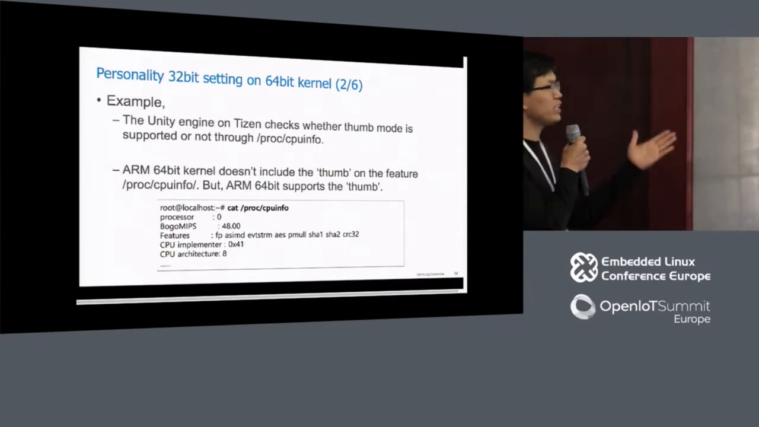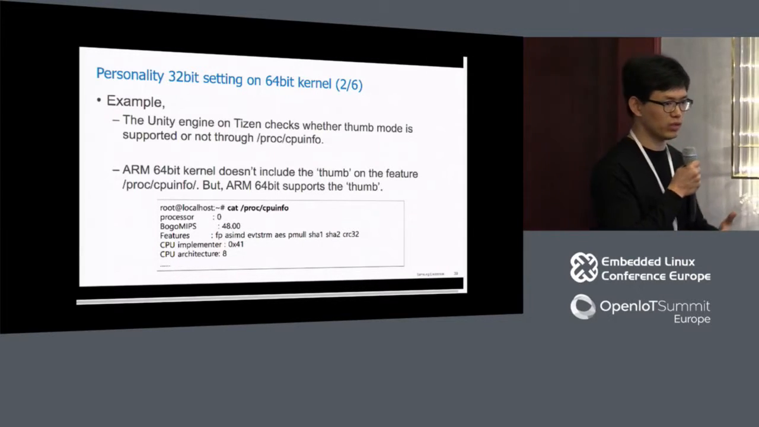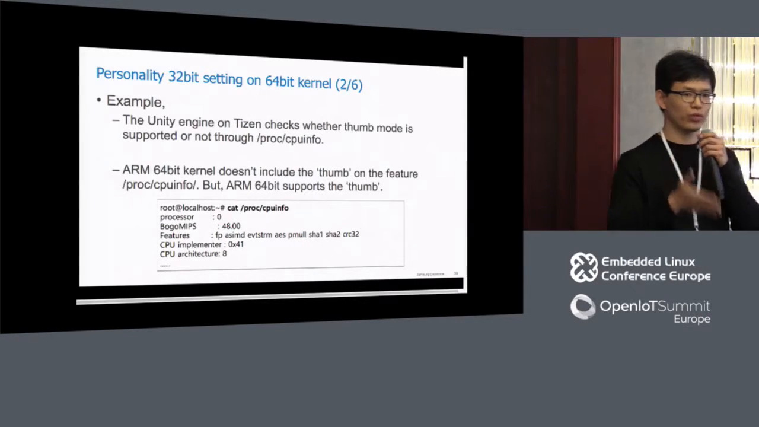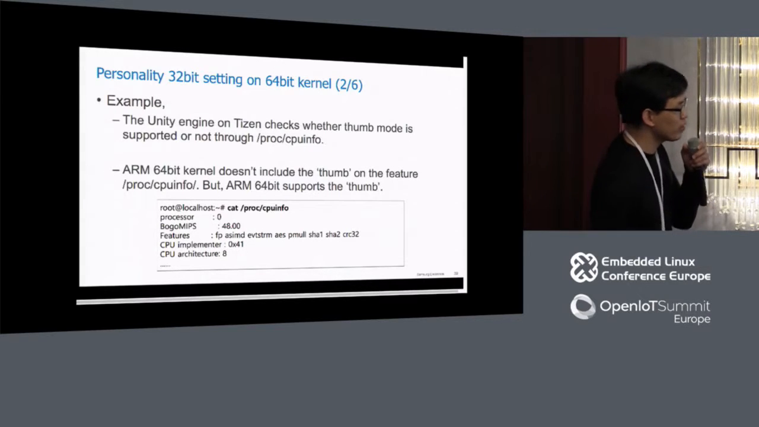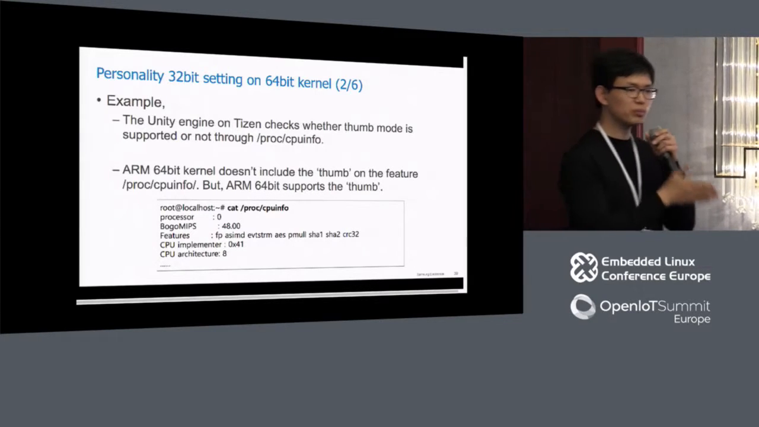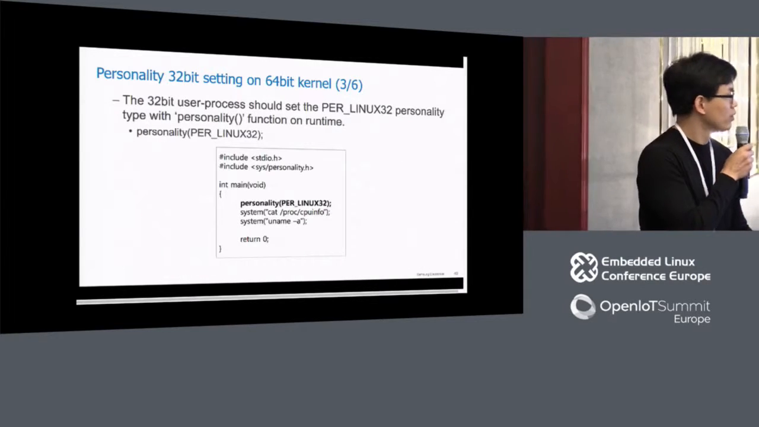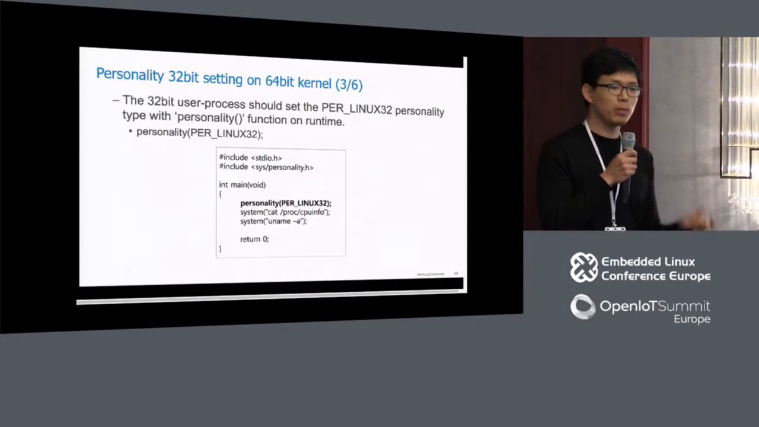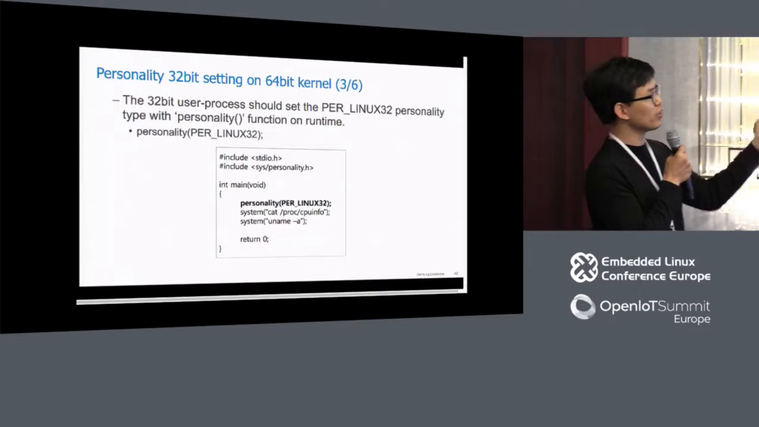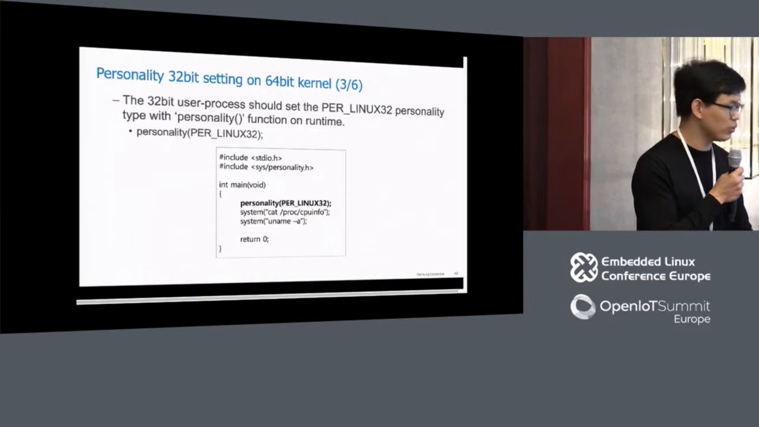On this page, the Unity engine on the Tizen platform checked whether some mode is supported or not. I tried to execute the cat /proc/cpuinfo command on the 64-bit kernel. This result does not include some features, but the 64-bit kernel supports those features. It means that to get the same information, a 32-bit user process should use the personality Linux 32-bit ioctl. So I added some test results.